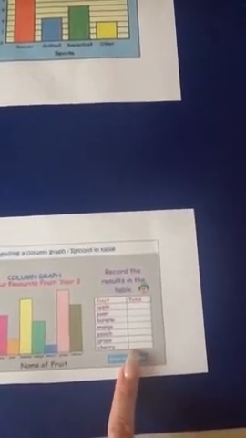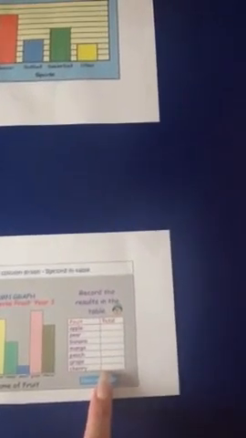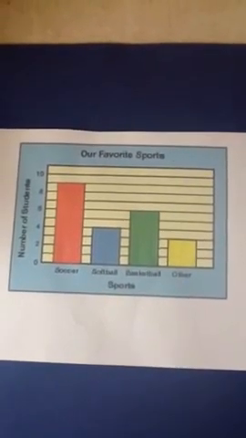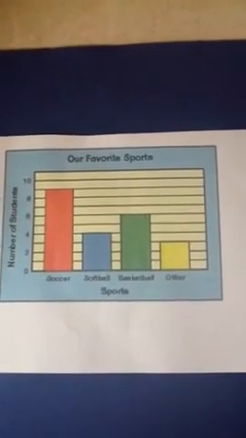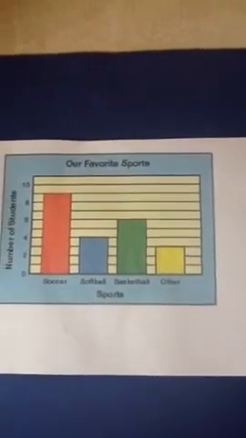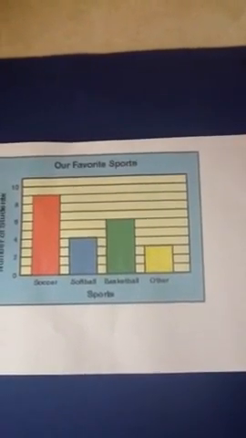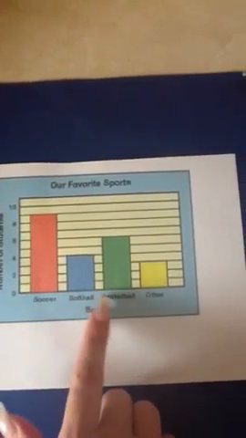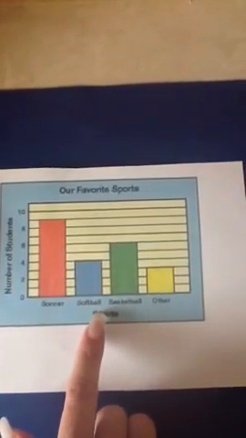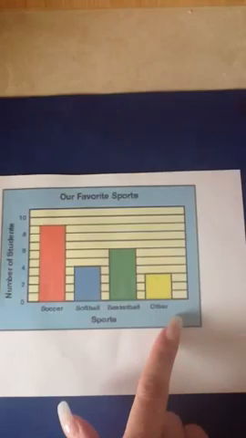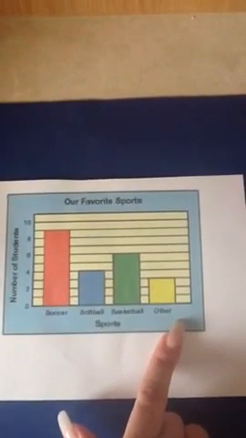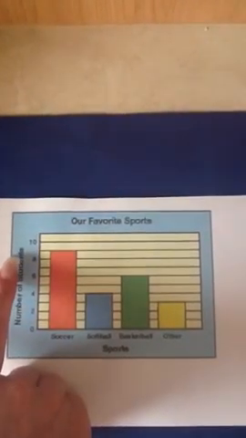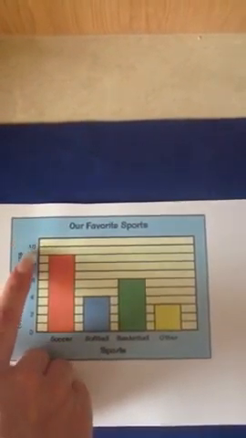Now let's have a look at a second example of a column graph. And you can see the title of this graph is called Our Favourite Sports. The horizontal axis title is Sports, and there are only 3 sports: soccer, softball and basketball, and other. The vertical axis title is Number of Students. So these are obviously the number of students.